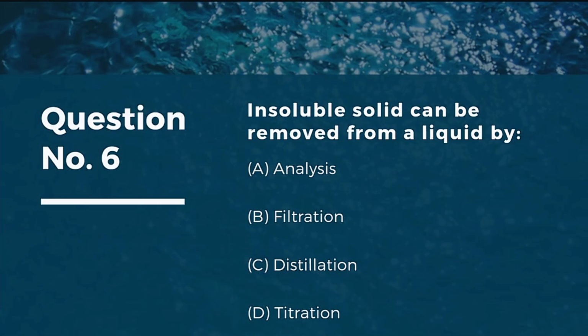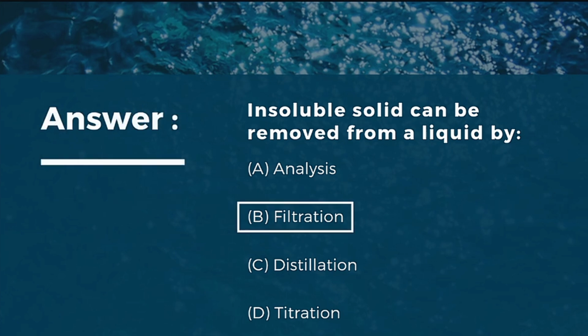Question number 6. Insoluble solid can be removed from a liquid by option A, analysis. Option B, filtration. Option C, distillation. Option D, titration. And the correct answer is option B, filtration.